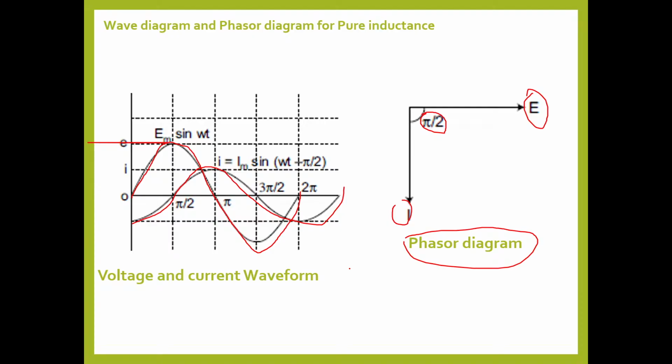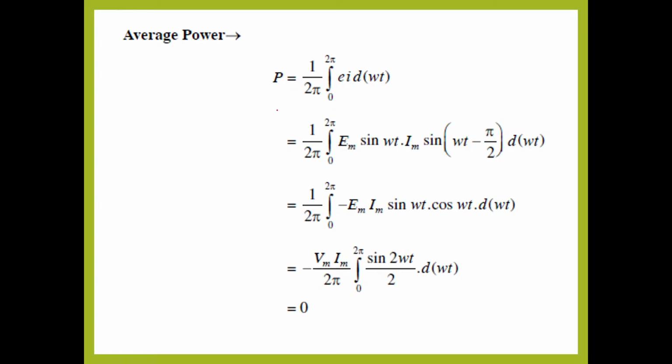Now let us see the average power for this inductive circuit. Average power is calculated for one complete cycle, and one complete cycle means 0 to 2 pi. So it is 1 by 2 pi integral from 0 to 2 pi of E into I d omega t. I am writing in terms of radians. E means Em sin omega t, and I means Im sin of omega t minus pi by 2. Substitute E and I, simplify it and integrate it.